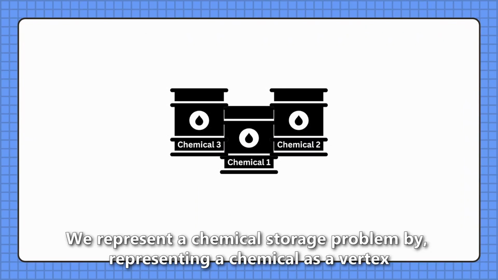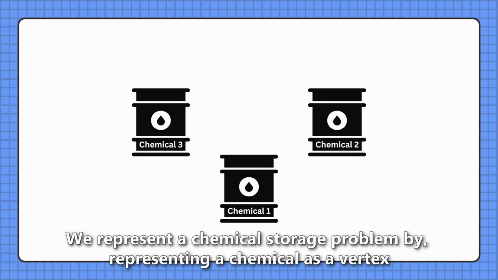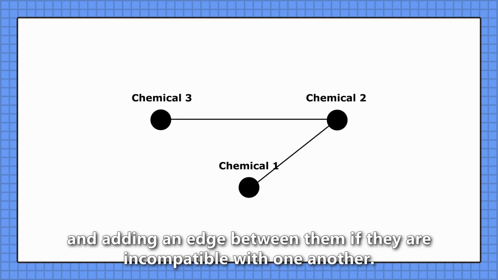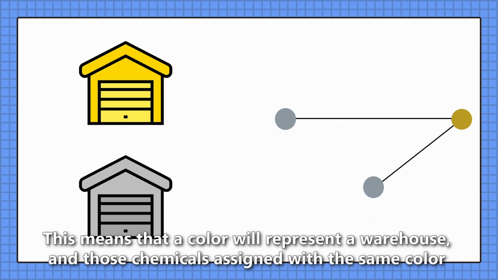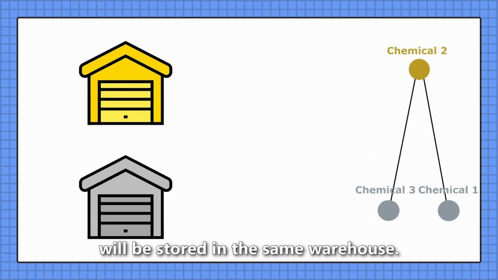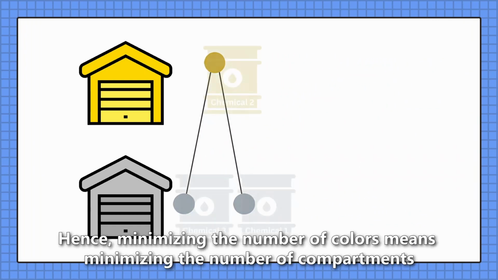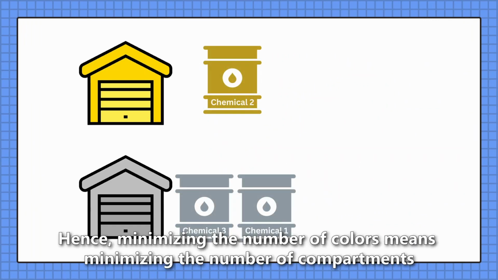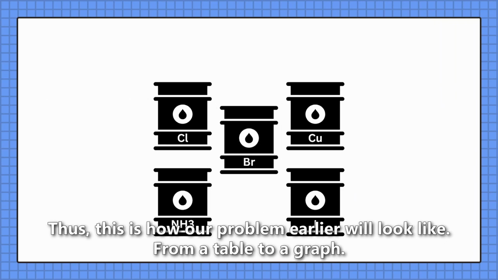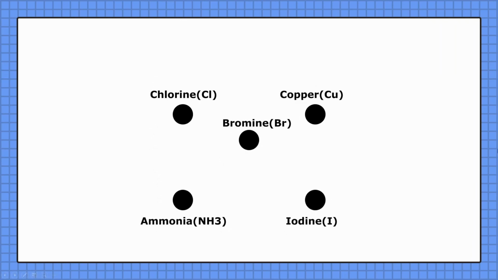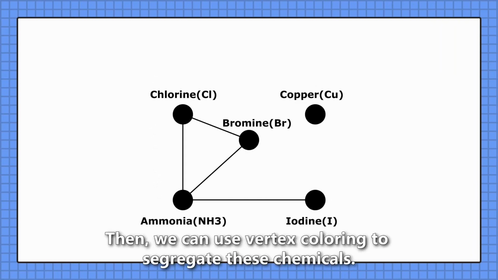We represent a chemical storage problem by representing a chemical as a vertex and adding an edge between them if they are incompatible with one another. This means that a color will represent a warehouse, and those chemicals assigned with the same color will be stored in the same warehouse. Hence, minimizing the number of colors means minimizing the number of compartments. Thus, this is how our problem earlier will look like, from a table to a graph. Then we can use vertex coloring to segregate these chemicals.